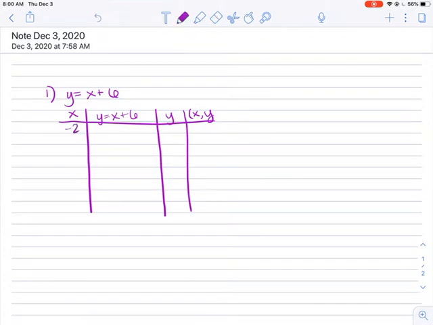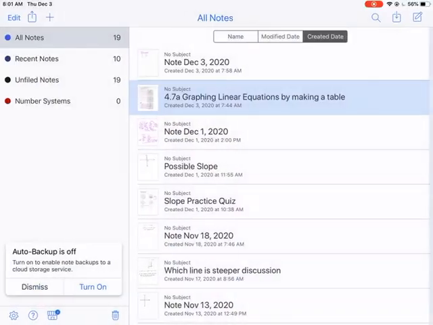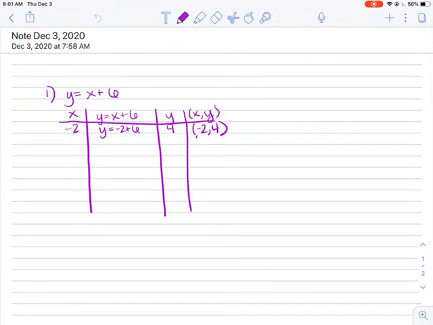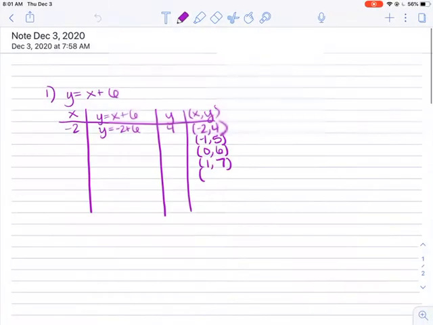The first one was -2. And then I'm just going to write down my work right here. That was 4, and then that was -2, 4. Okay, so once you have all your points and you've gotten them all down, I'm going to skip this part and just write down all the points. -1, 5, 0, 6, 1, 7. Okay, and what was the other one? 2, 8. Okay, so you've done everything.